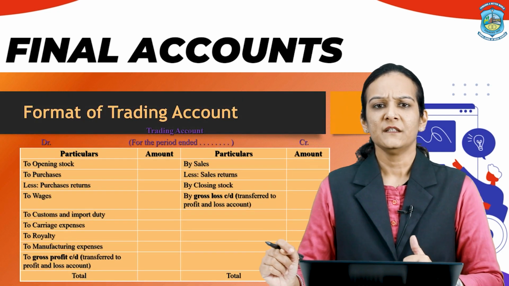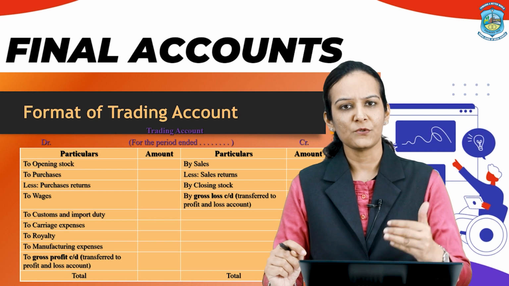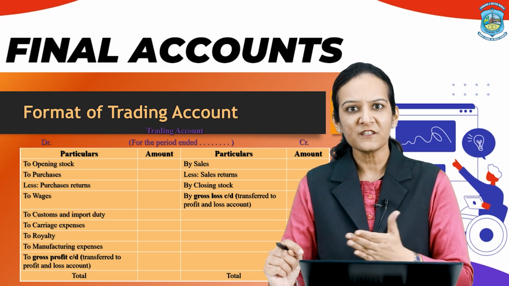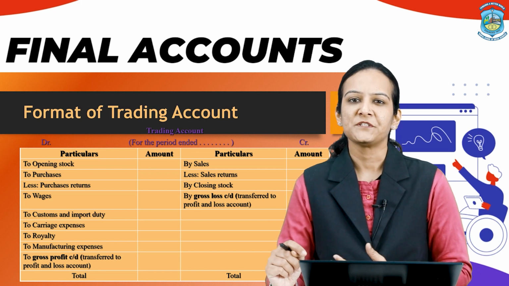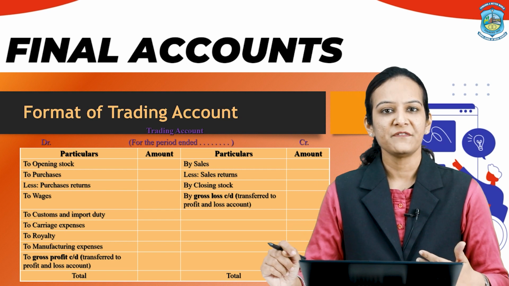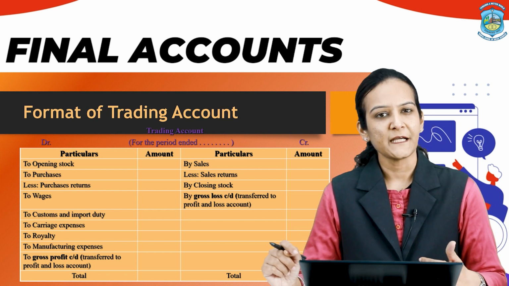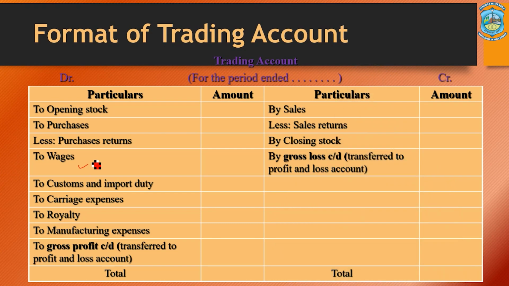Now, you will see the format of the trading account. The trading account is always prepared for the year ended so and so. It records the income and expenses for the entire year. And as we have discussed, on the debit side, we have all the different types of direct expenses, like wages, custom and import duty, carriage expenses, royalty, manufacturing expenses. All the direct expenses are there in the trading account.